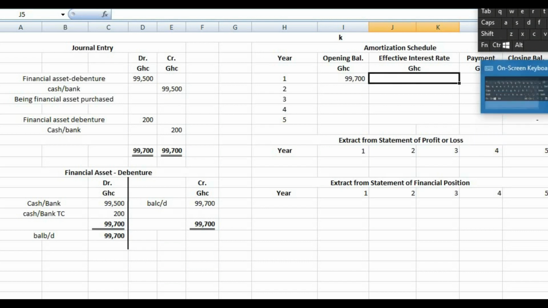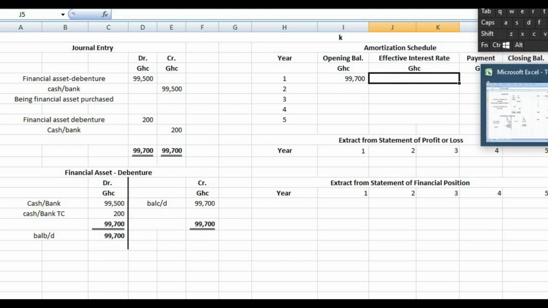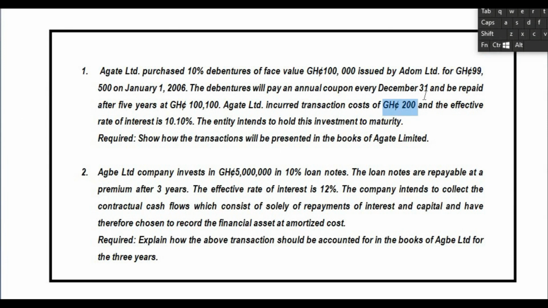So here we are told that the coupon, so let's go back to the question. So we are told that the debenture will pay an annual coupon at the end of the year, which is the 10% on the face value. Let's bear in mind the 10% coupon is always on the face value. It's not on the discounted value. It's on the face value.